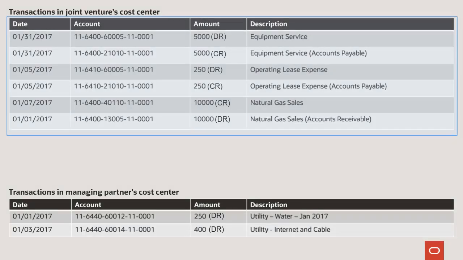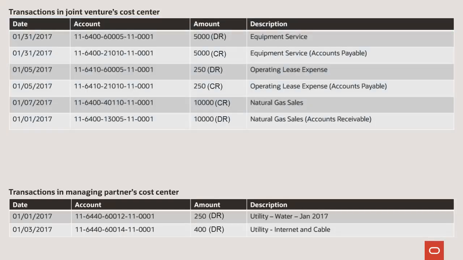Here are the transactions for January 2017 for the joint venture. Both the debit and credit side of the transaction are represented here. There are transactions in asset, expense, revenue, and liability account ranges for the joint venture Permian Alpha.